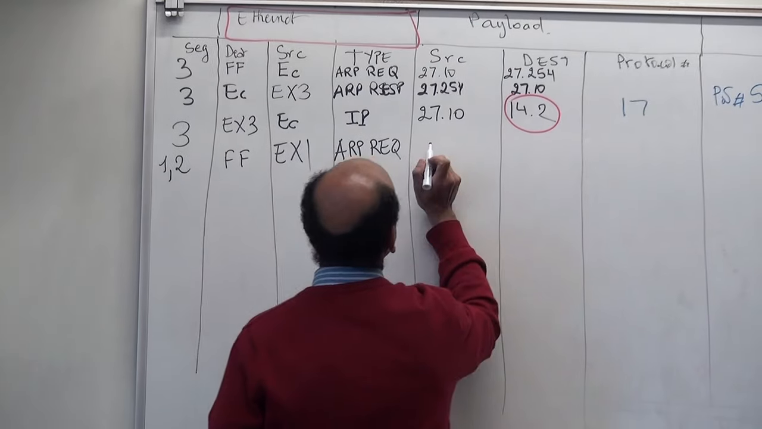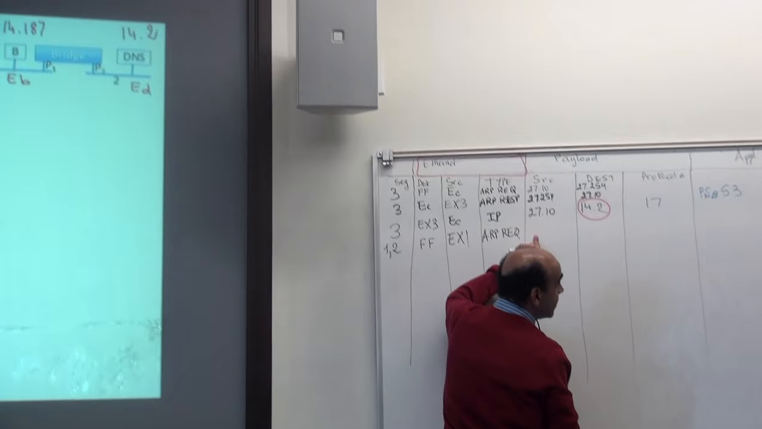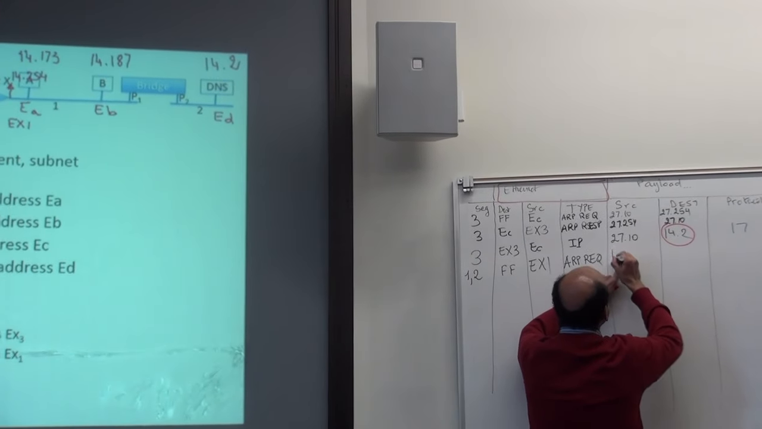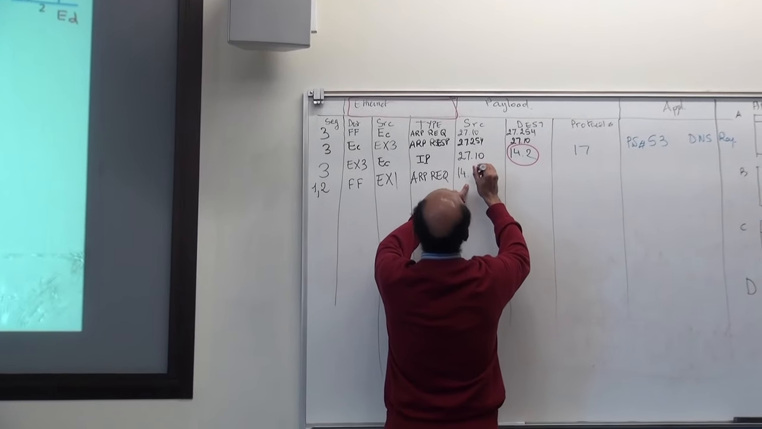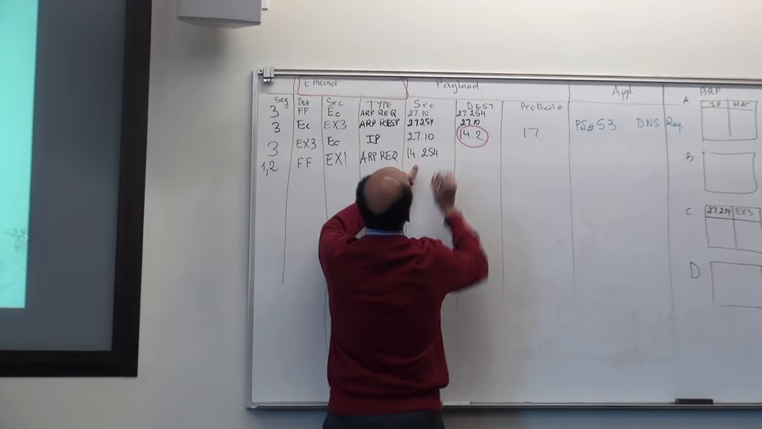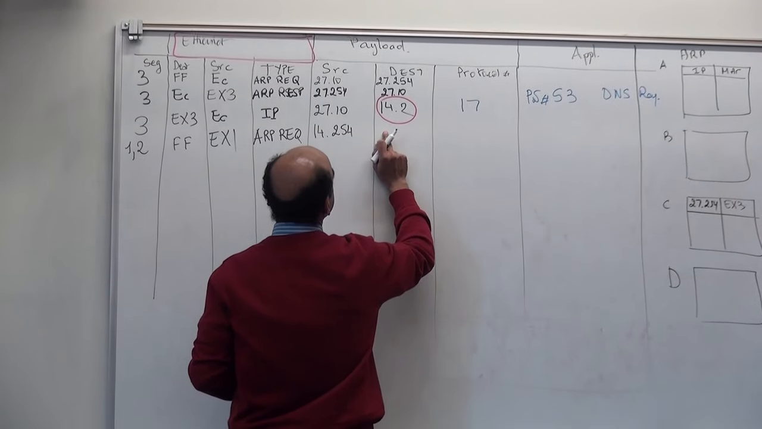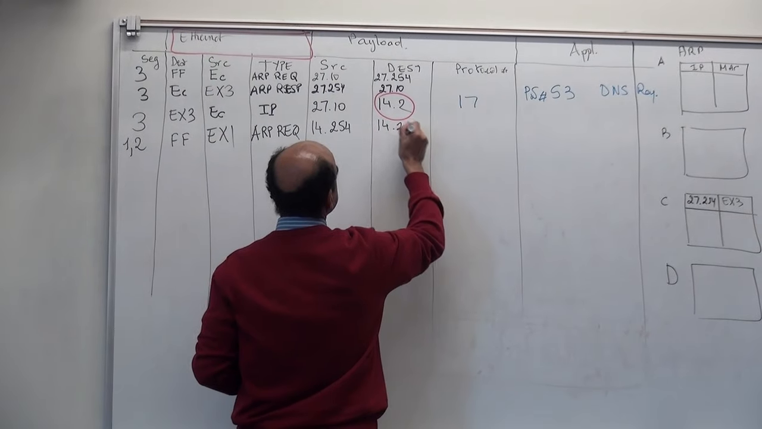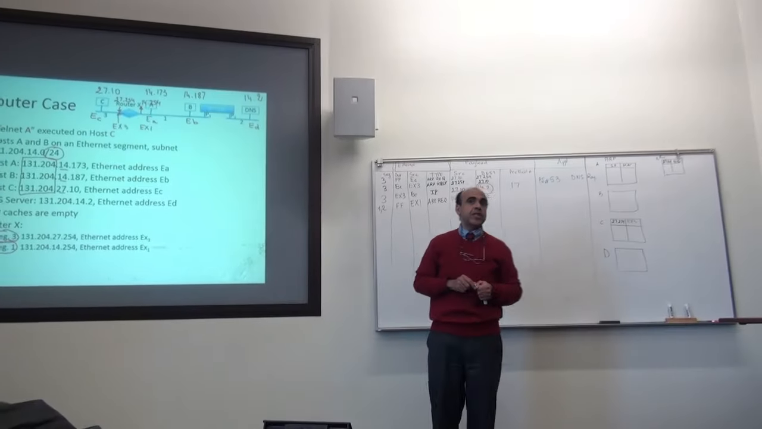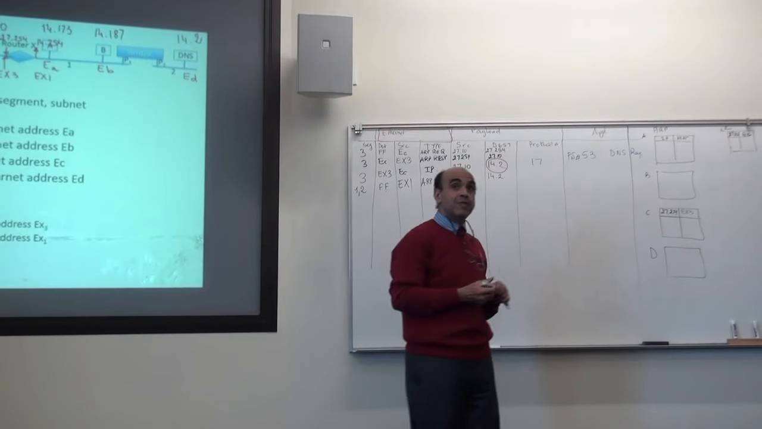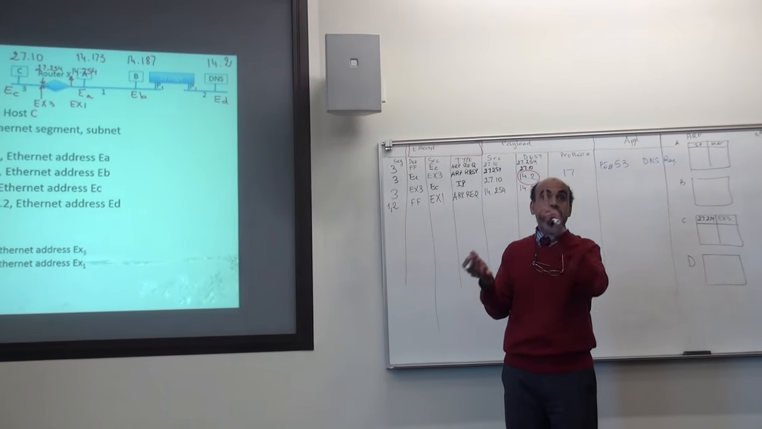What is the source? 14.254, okay? And then, what is the destination we are looking for? 14.2, okay? So, what are the machines that will be seeing that?